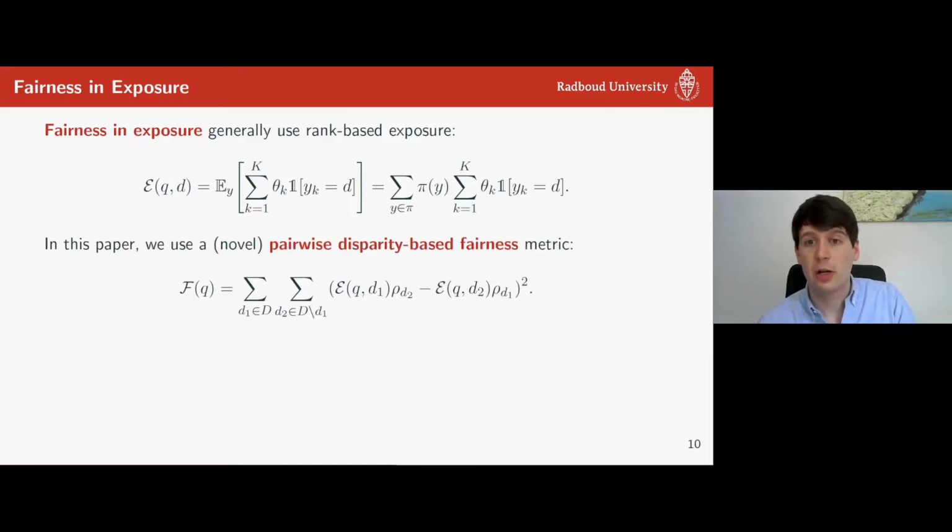First, I want to talk about the fairness metric that we use in the paper, which is a pairwise disparity-based metric, which means that we're summing over pairs of items, and then we're looking at the disparity between those items. So how unfair or fair is this item being treated with respect to how this other item is being treated. And what we want is the exposure of the items to be in proportion to the merit or the relevance of the items.